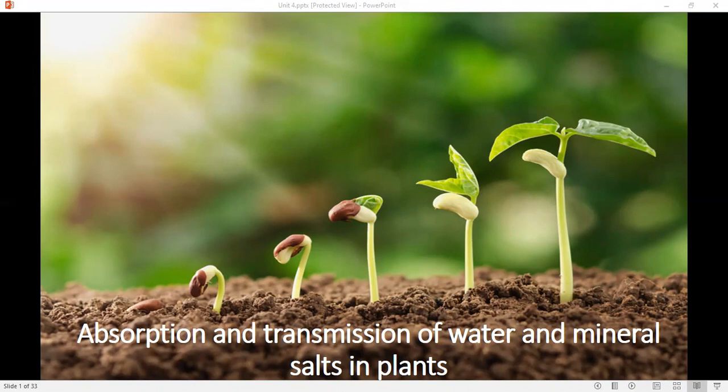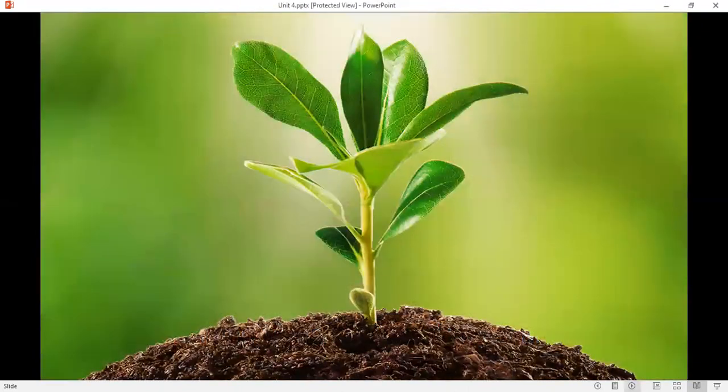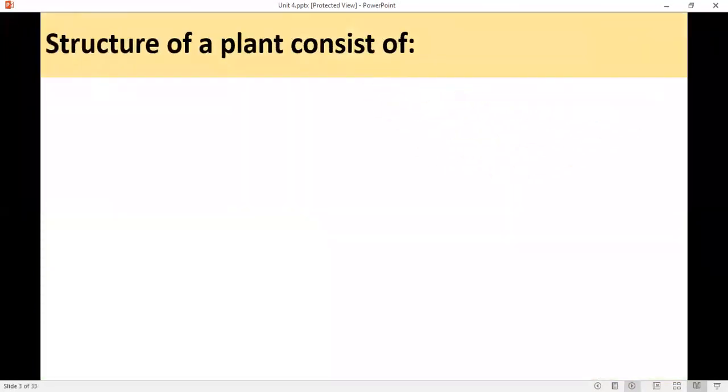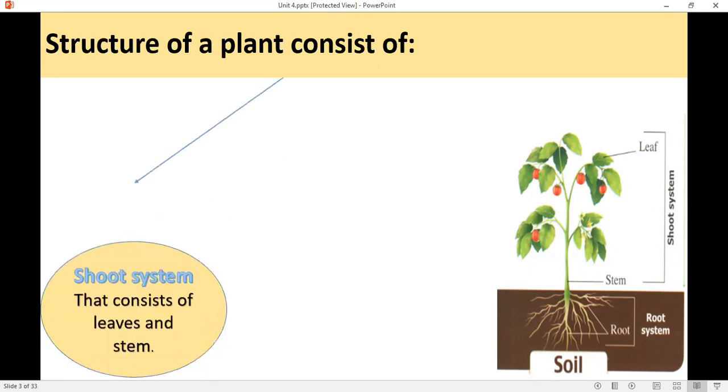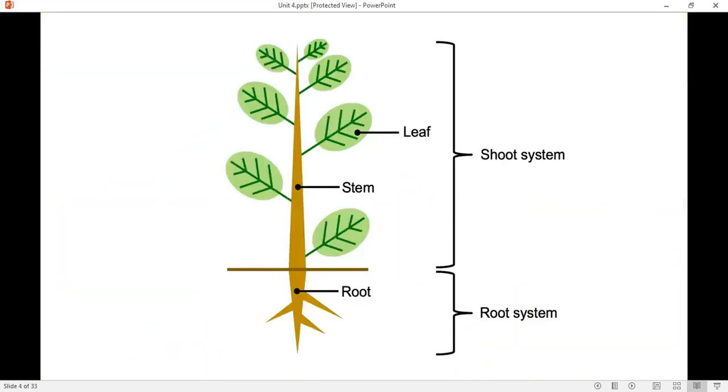What is the structure of a plant? Any plant. To know the answer, remove a plant from a planter or soil and notice the parts it consists of. You will notice that it consists of two systems, the root system and the shoot system. The root system consists of roots and the shoot system consists of the leaves and the stem.